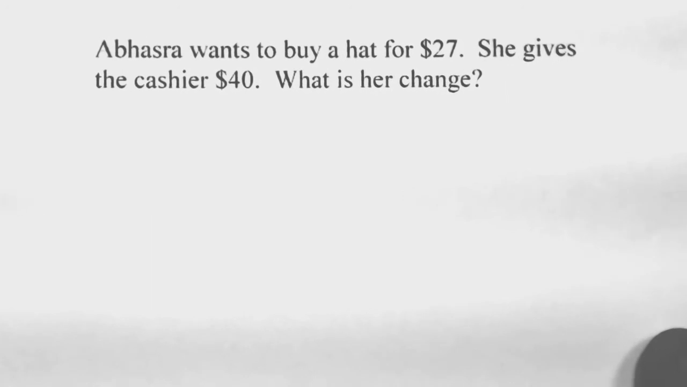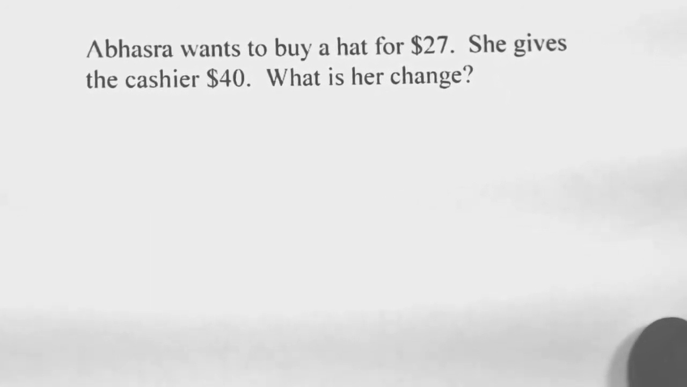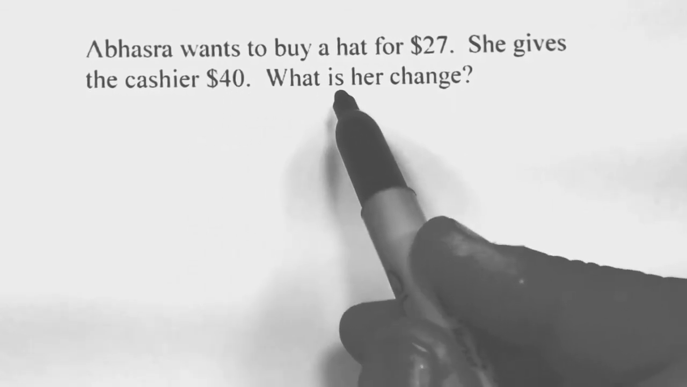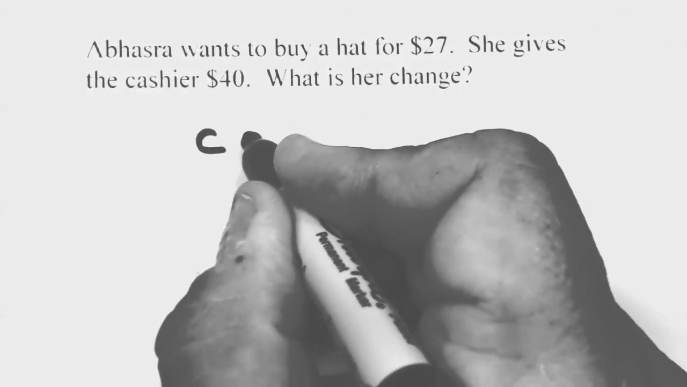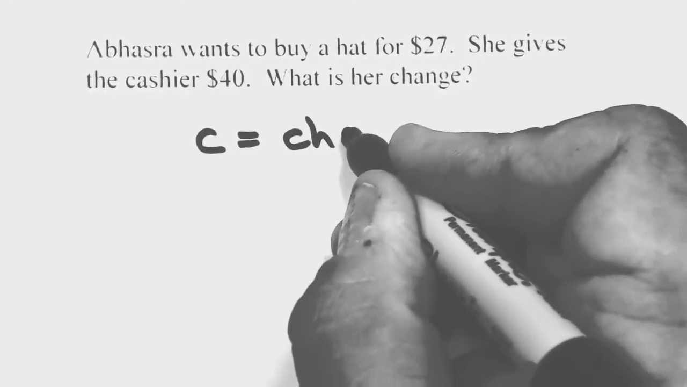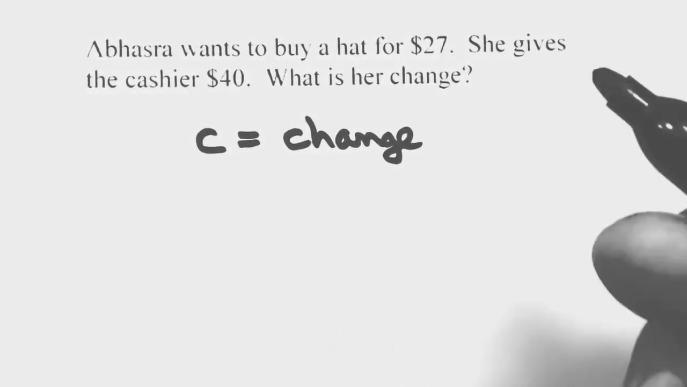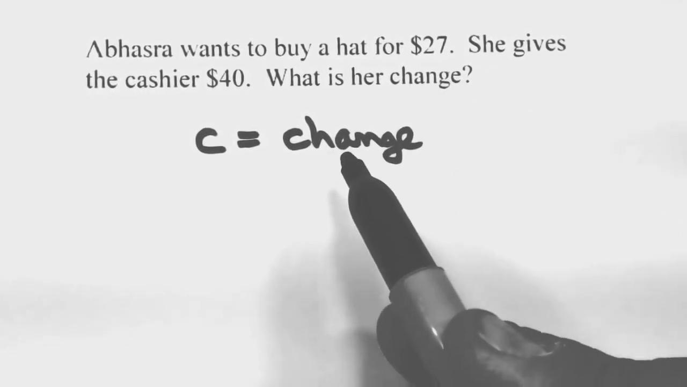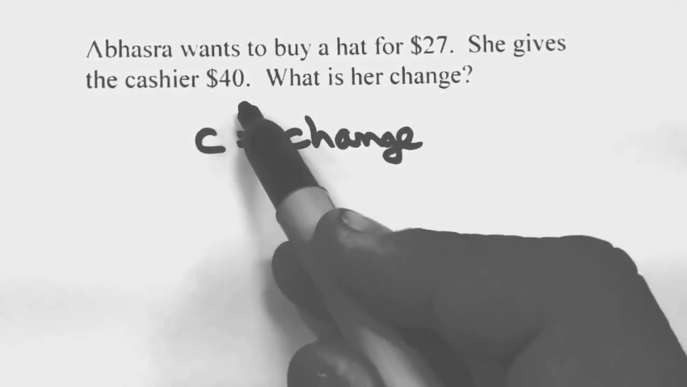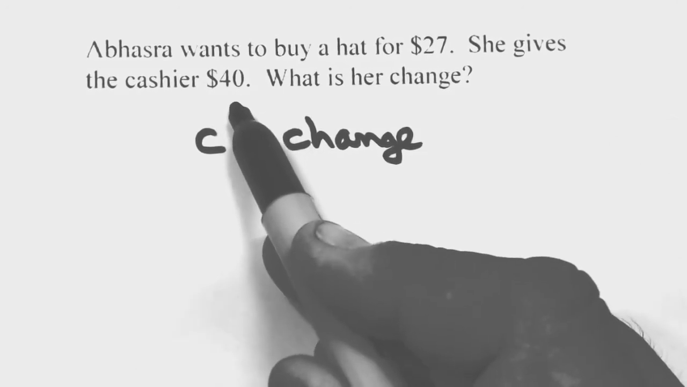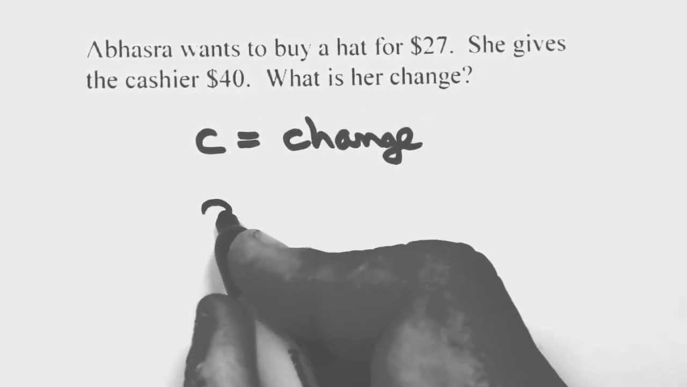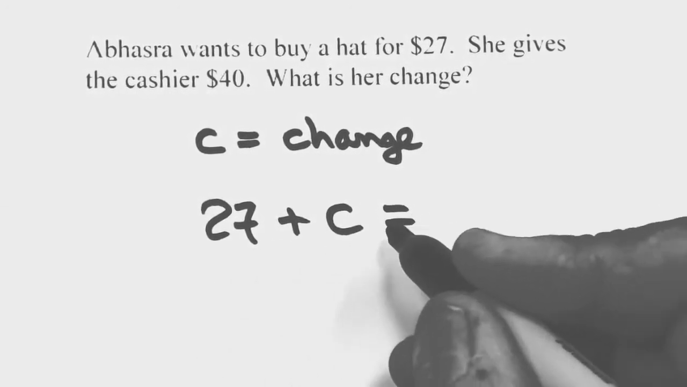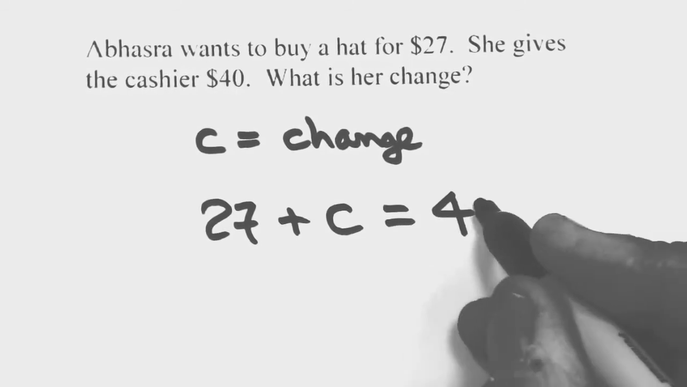Okay, here we go. Pazra wants to buy a hat for $27. She gives the cashier $40. What is her change? Let's say C equals the change that she should get. Now, we know that the cost of what she bought plus the change she should get back has to equal the total amount that she was given. So, 27 plus the change has got to equal the total $40.